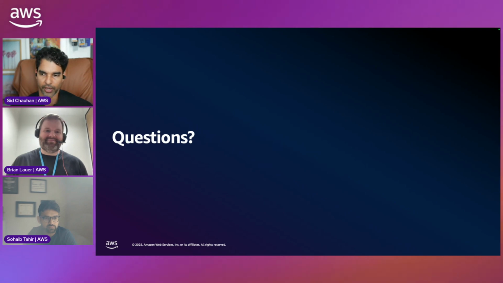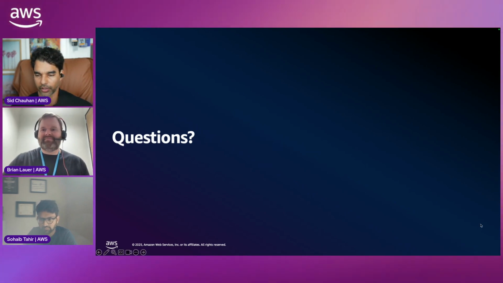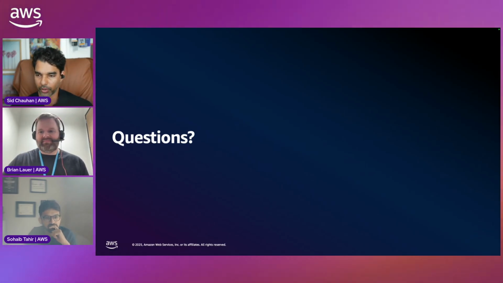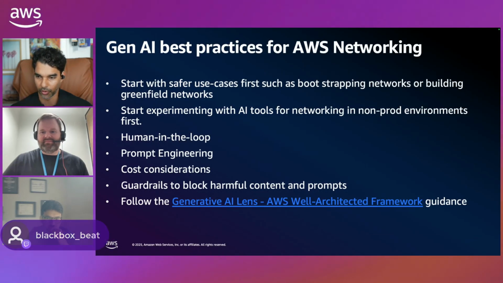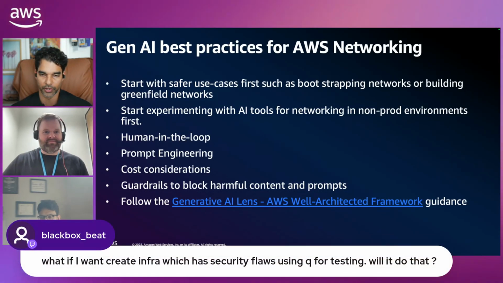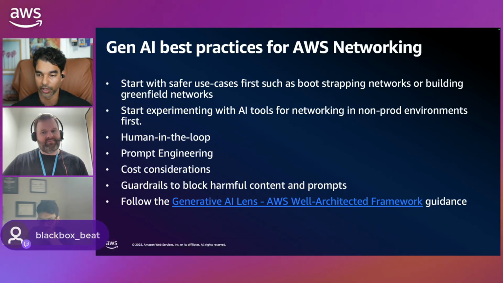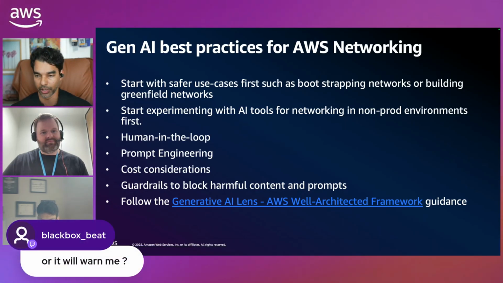I think we have just one question here, but I think you already answered it. It's three questions, all on the same angle. If you go back to the previous slide, the first question is, can we trust Q? The follow-up is, what if I create an infrastructure which has security flaws using Q? What will happen? Will it warn me?